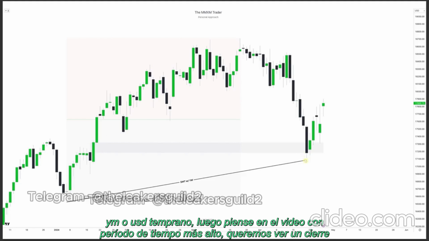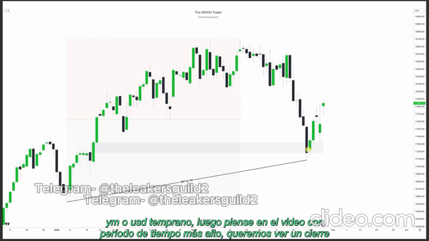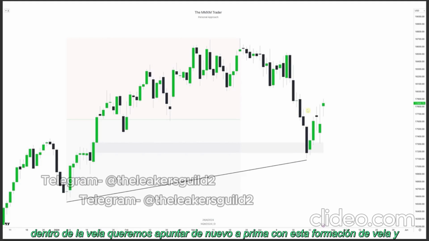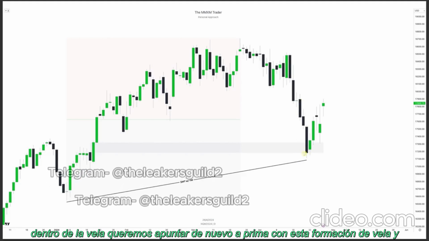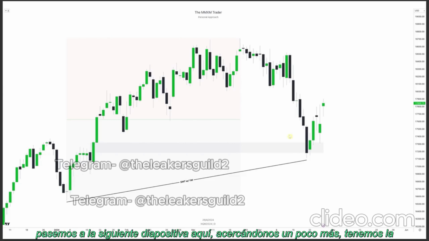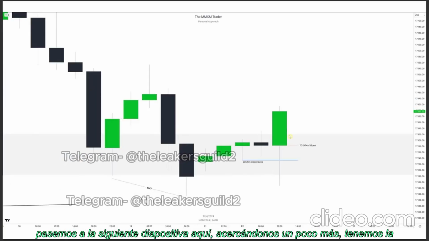Then think about the higher time frame video, right? We want to see a closure inside the candle. We want to be aiming back into premium with this candle formation. And let's go to the next slide over here. Zooming in a little bit more, right?